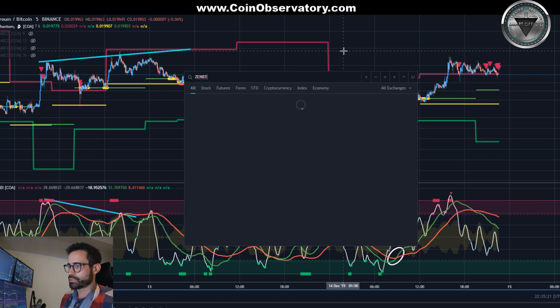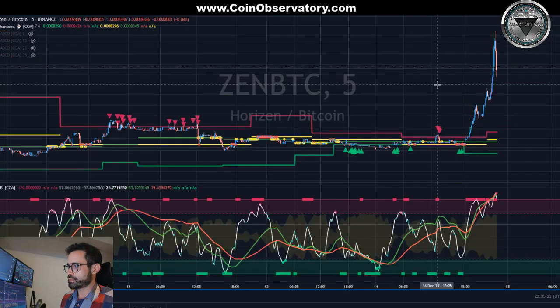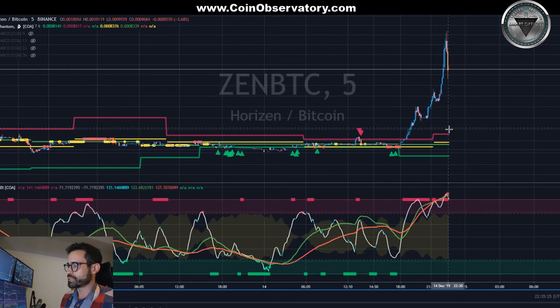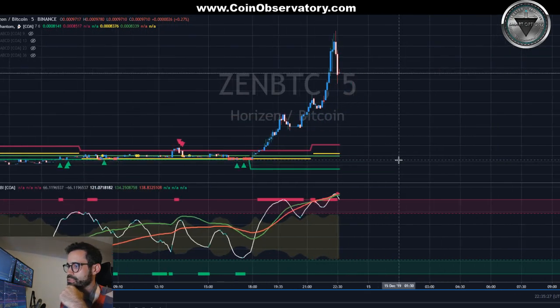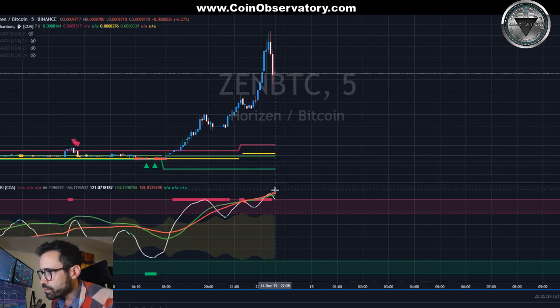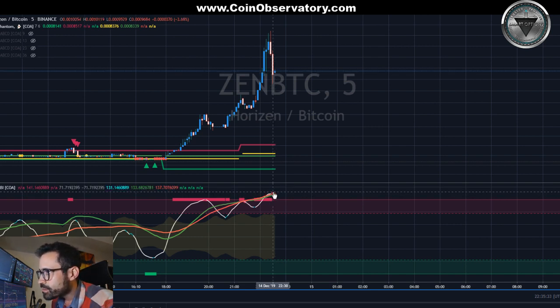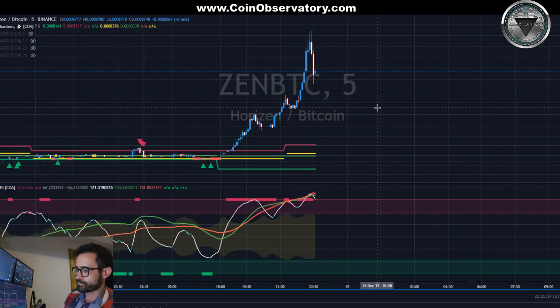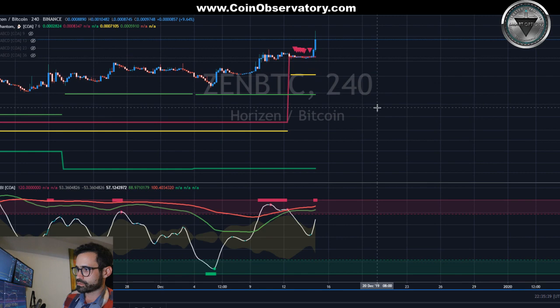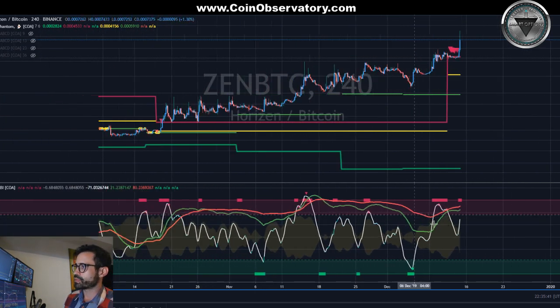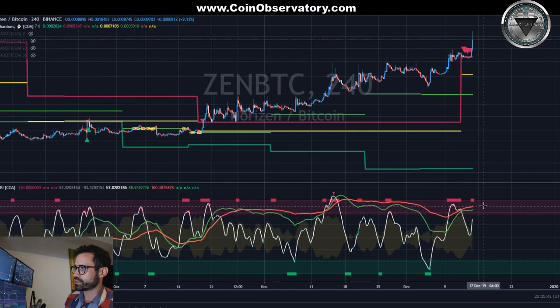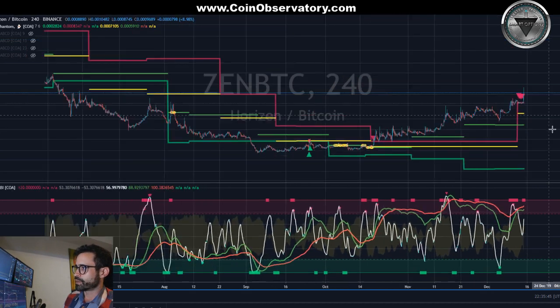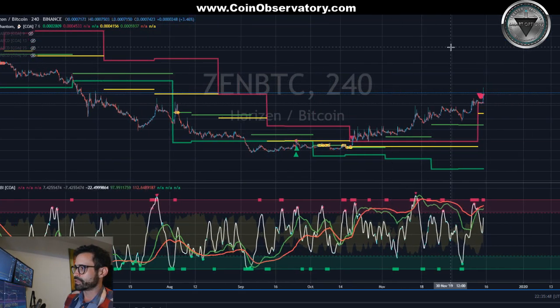Let me look at Zen. Oh, yeah, I mean, that's RBI signaled to sell on pretty much this candle. Let's go to a 4 hour. The 4 hour is not ready for an exit. It's actually above Phantom, right?